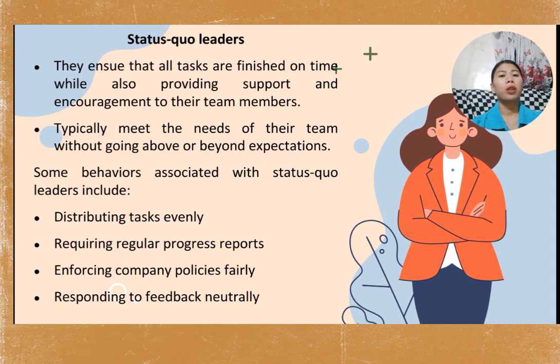The third one is enforcing company policies fairly. So you enforce company policies, but not just in your own favor; it will be fair. No one will be left behind, no one will be at the top. The policies must apply to everyone, not just one person. Then, responding to feedback neutrally. If you are a status quo leader, you will respond to feedback neutrally. Like I said earlier, you're not going above or beyond the expectation in order to meet the needs of your team.